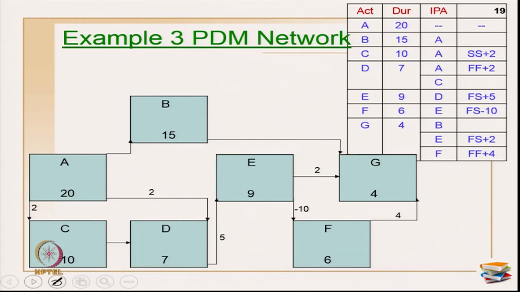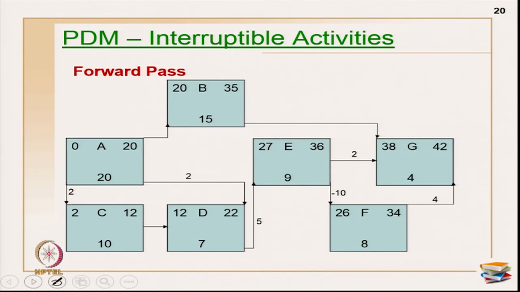Now, I have taken the same example as explained earlier, so I have the same network right now. Let us do the forward pass for interruptible activity execution. What do you do in a forward pass? The forward pass primarily calculates the early start and early finish of the activities. I am going to start at A. So this is 0, 0 plus 2 is 2, 2 plus 10 is 12. Then 0 plus 20 is 20, and there is no lead, lag or other arrow coming in, so this becomes 20, 20 plus 15 is 35.